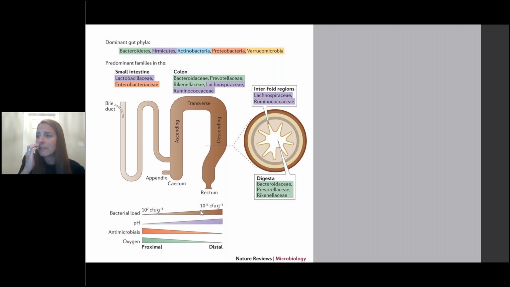One of the things that I find very interesting when reading the literature related to the gut microbiota is depicted here in this cross-section of the gastrointestinal tract, where you can see the different families of bacteria that are present in the folds of the GI tract, which are those areas that are really responsible for the absorptive capacity, and how that differs from the digesta.